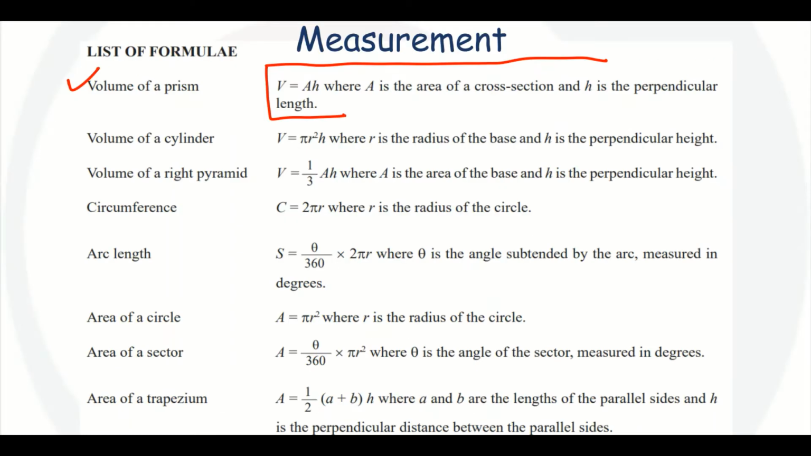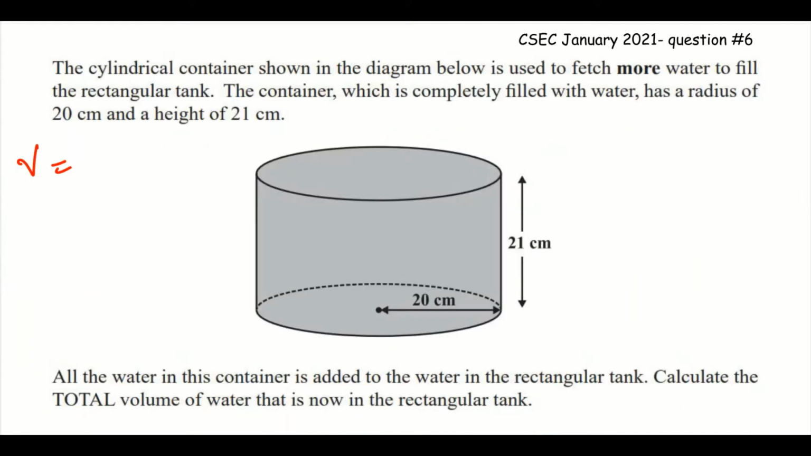And next, we see the volume of a cylinder. V is equal to pi r squared h, where r is the radius of the base and h is the perpendicular height. So V equals pi r squared h.